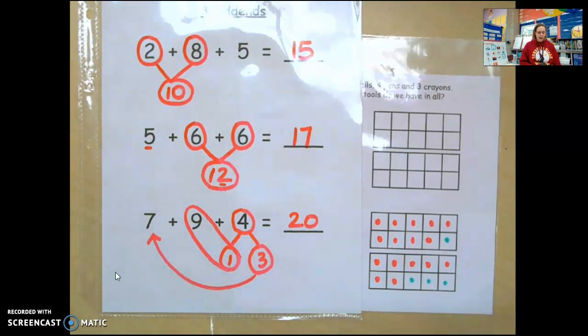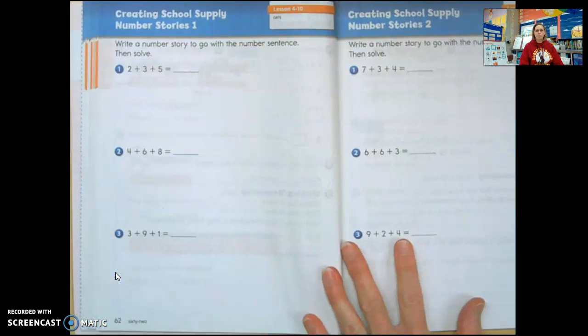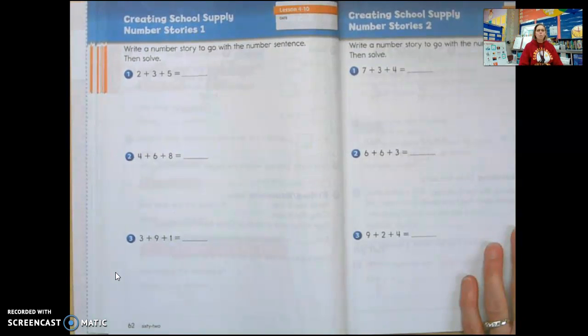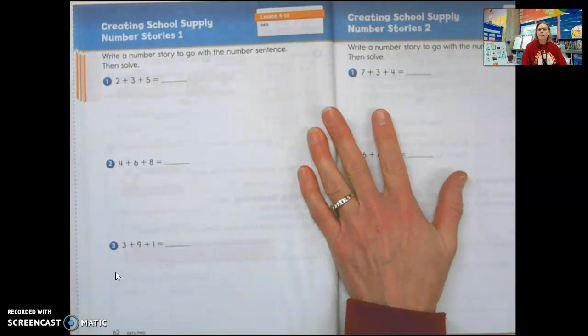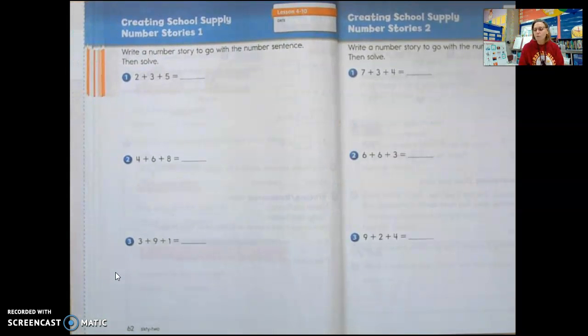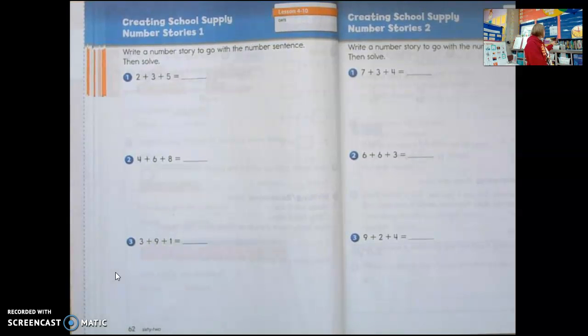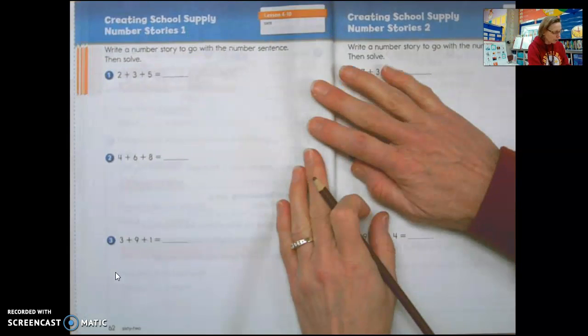All right, everybody. So now we need our workbook, and I want you to open up to page 62. You need your pencil so that we can make sure to get everything written. Our 62 and 63, we're going to do both of these pages together here today. We are not going to write number stories out. We are just going to practice circling, looking for double facts, looking for facts that make 10.